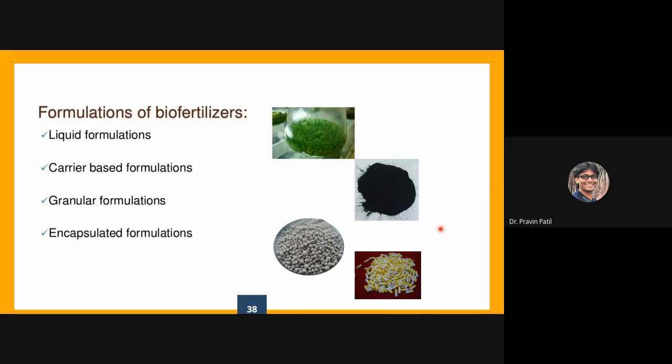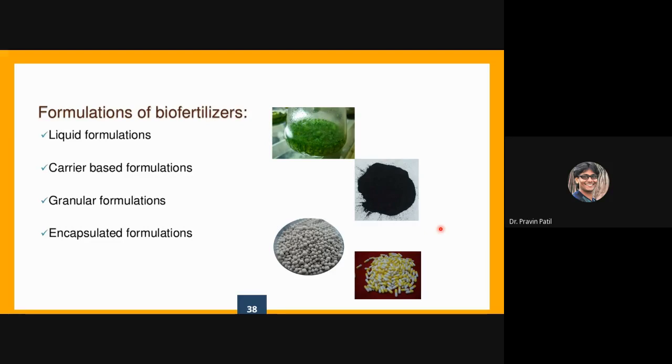Then second is the carrier-based formulation. Try to understand this term carrier. These structures carry the microbes on them. So you might be thinking, what is the need of this carrier if we can directly spray or directly spread the biofertilizers on plants? The reason is sometimes there must be some time gap between the production of biofertilizers and their actual implementation. So these carriers should be able to hold those microbes alive for that particular time, so they can be viable until they are applied in the field.